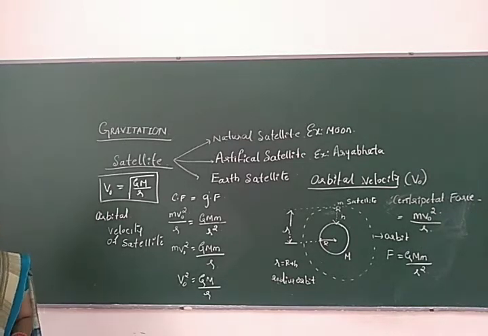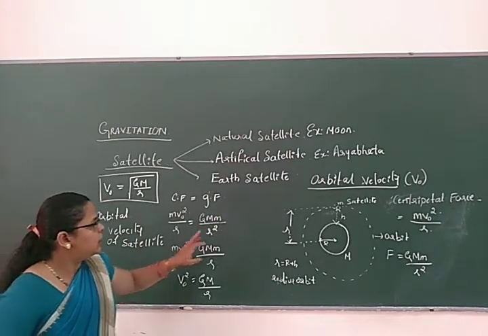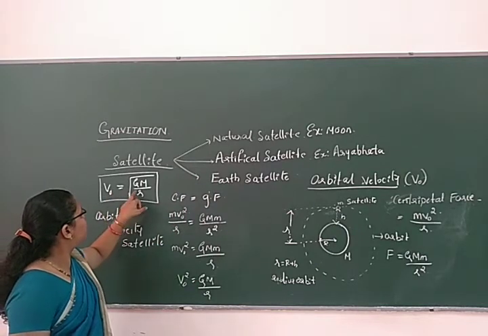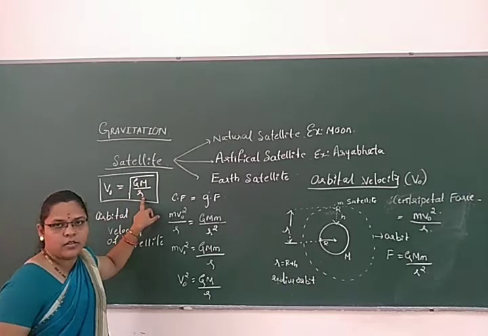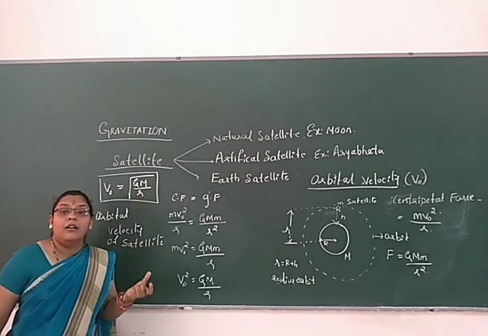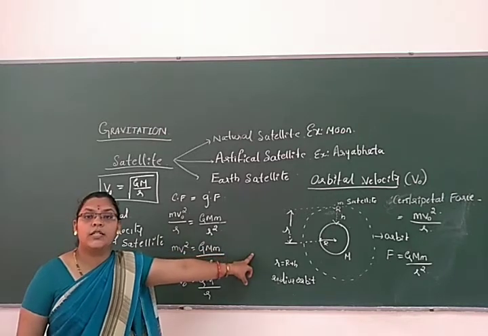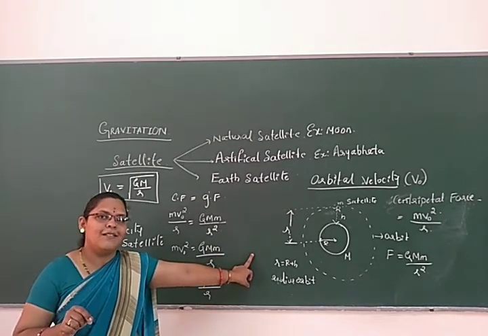So orbital velocity is independent of the mass of the satellite. Just now we have calculated v0 is equal to root GM by r. So r is nothing but the radius of the orbit of a satellite in which it is taking revolution around the planet.